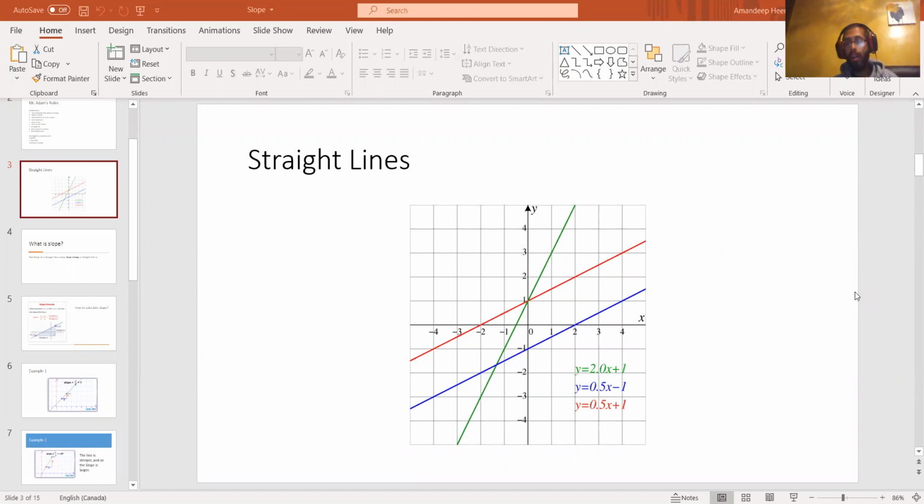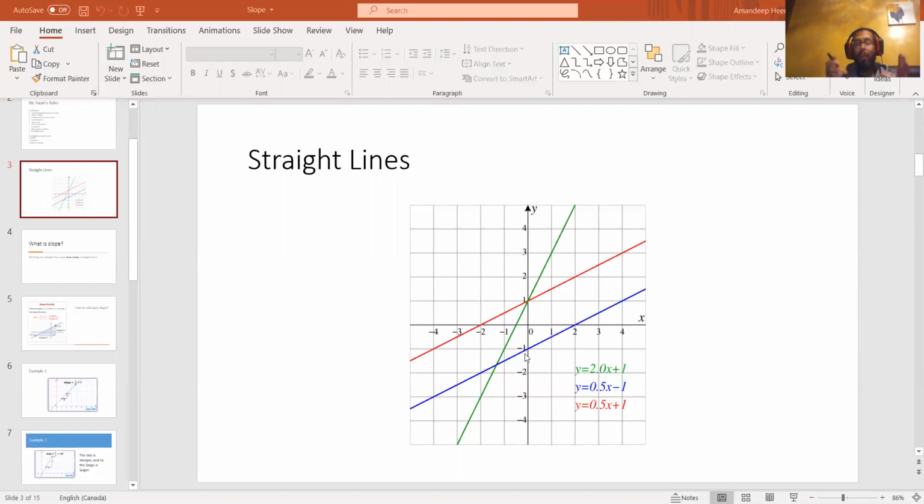Now, before I talk about slope, I just want to define what straight lines are. If you look at this slide here, you could see this green line, these red lines, these blue lines. They're examples of straight lines. That's all they are.